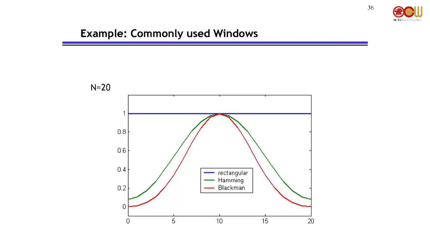So that's the time domain. But remember, the window has an effect on the final magnitude response in terms of main lobe and side lobe. So let's look at the main lobe and side lobe of these three different windows and see how they behave in the frequency domain. So here we go.